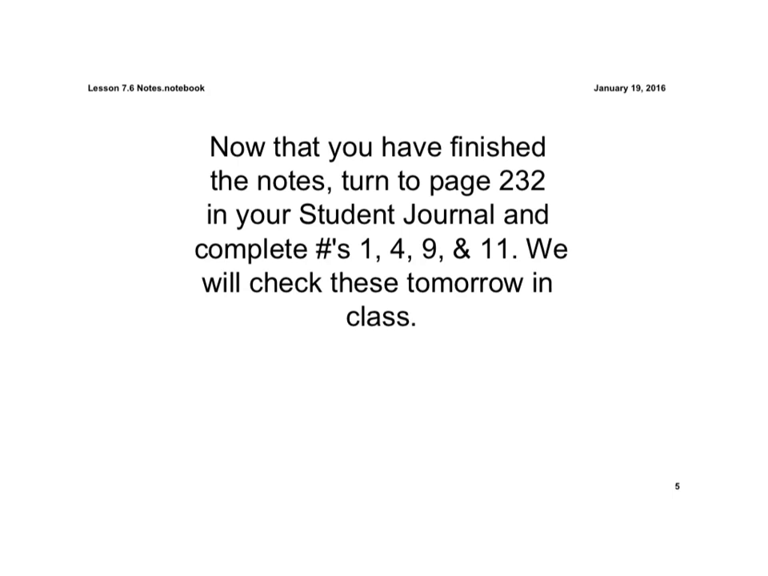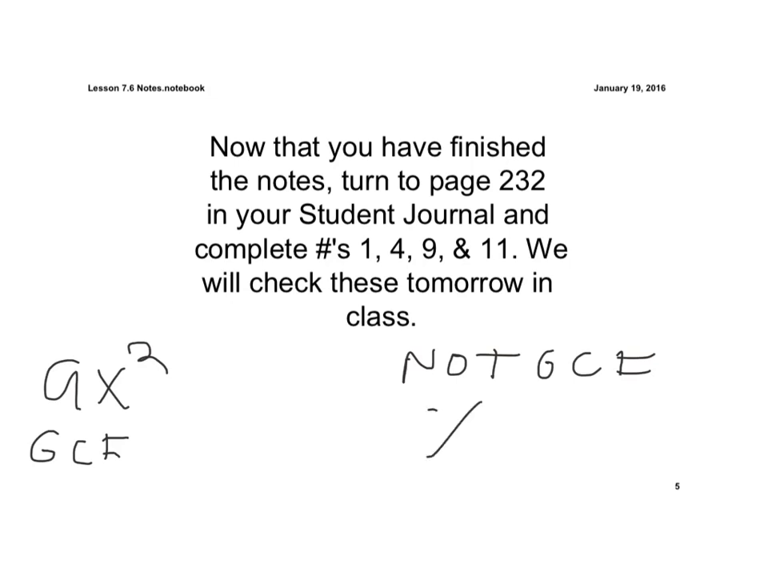I'd like you to open your student journal to page 232 and try to complete problems 1, 4, 9, and 11. Remember, if the a in front of the x squared is a GCF, then you want to unfactor that first and then see what you have to do. But if it's not a GCF, then remember you must use the x box method.